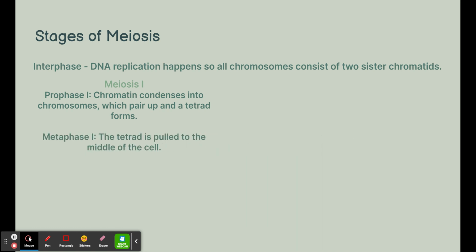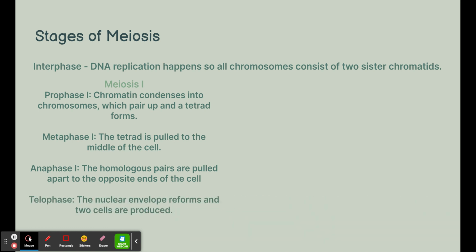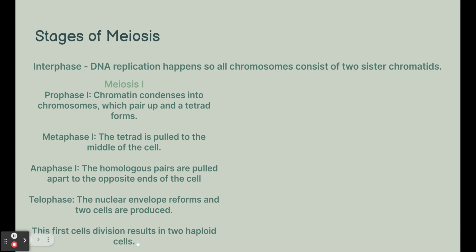And then metaphase is when the tetrad moves to the middle of the cell. And anaphase is another very important phase in meiosis one. This is when the homologous pairs, which is what the tetrad is made up of, are pulled apart to opposite ends of the cell. And then telophase is when two new cells form. And this first cell division is what results in two haploid cells.